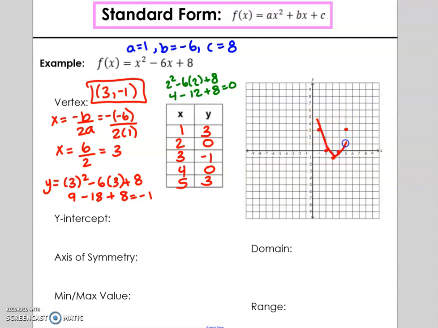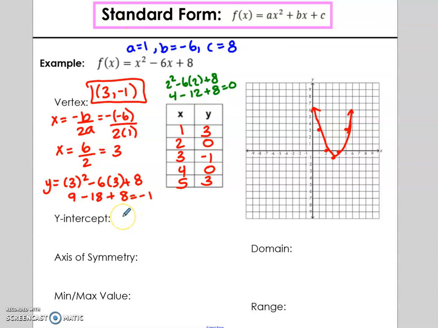So again, we can see, oops, oh my goodness, my graphing skills are not very good. We can see that the parabola points up. The a value is positive from the equation, so we know that if it's positive, it's going to be a smiley face, so we'll open up.